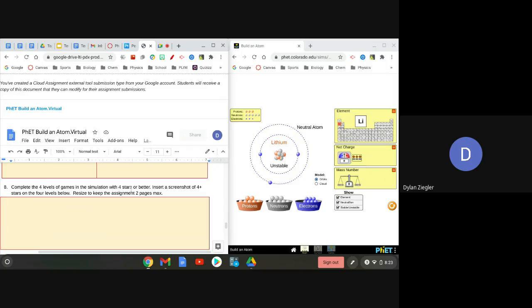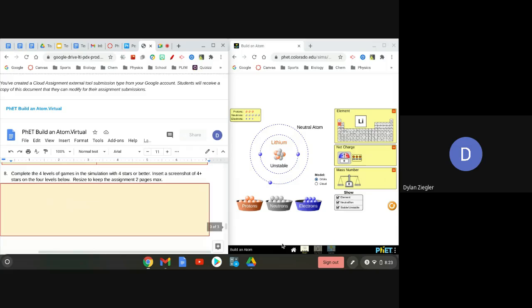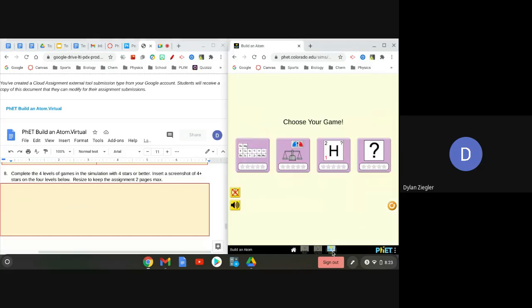All right. Complete the 4 levels of the game in the simulation with 4 stars or better. Insert a screenshot of 4+ stars on the 4 levels. So down here, if you click on games, we have these games here that you can use. You need to complete 4 levels. This one will be easiest, this one will be a little bit harder, and this is the hardest here. You need to get 4 stars or better, okay?